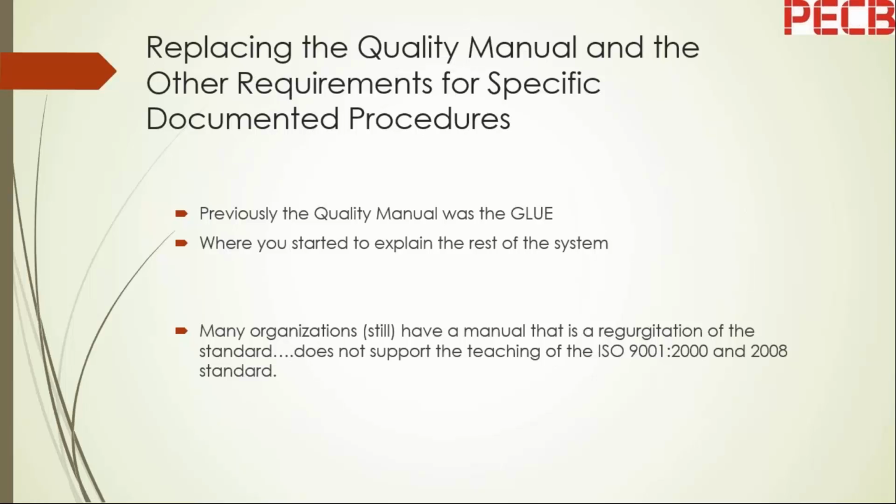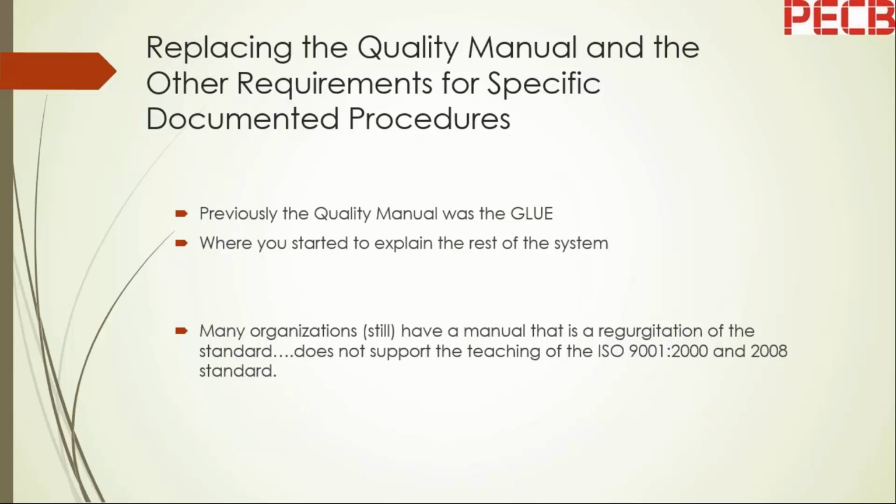9001:2008. Under the 9001:2000 and 2008 standards, we used our quality manual to act as the glue for the system. It was where you started. It helps us explain our system to our customers, as well as explain our system to others in our organization. That is, if the manual was not a regurgitation of the standard. So many times as a third-party auditor, I see quality manuals that are regurgitations of the standards.